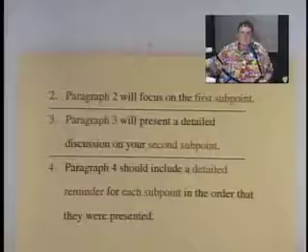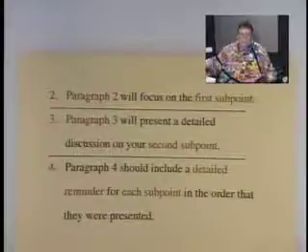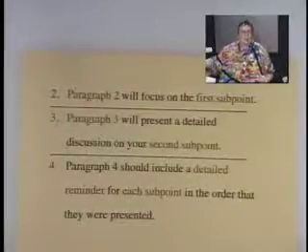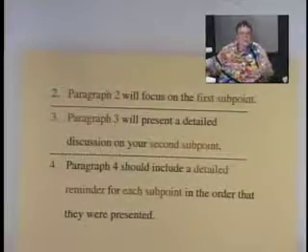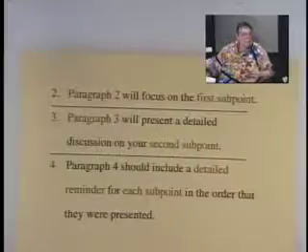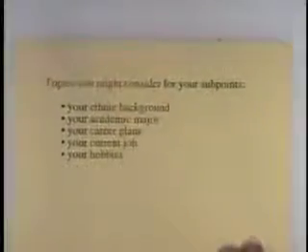So if hobbies was your first subpoint, then paragraph 2 would have been that. Paragraph 3 would have been on ethnic origin. Then your concluding reminders would give me a detailed example from your hobby and then a detailed example from your ethnic origins. And I'm asking you to consider these possible topics for subpoints: your ethnic background.